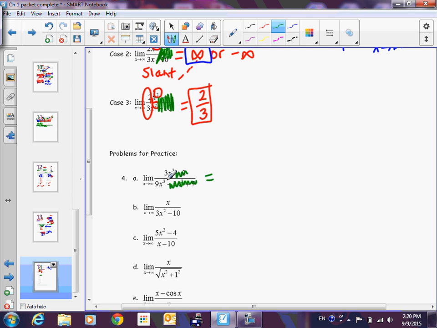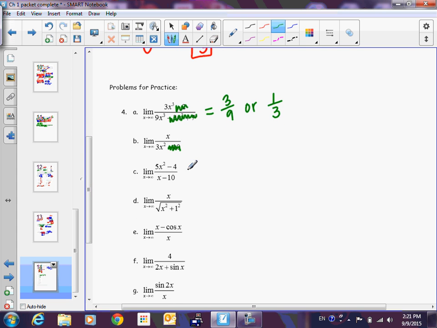Those degrees are the same. So what's our answer? 3/9 or 1/3. Okay, so again for part B, I'm going to just cross off the -10. And I have the denominator is the biggest degree. So that equals 0.